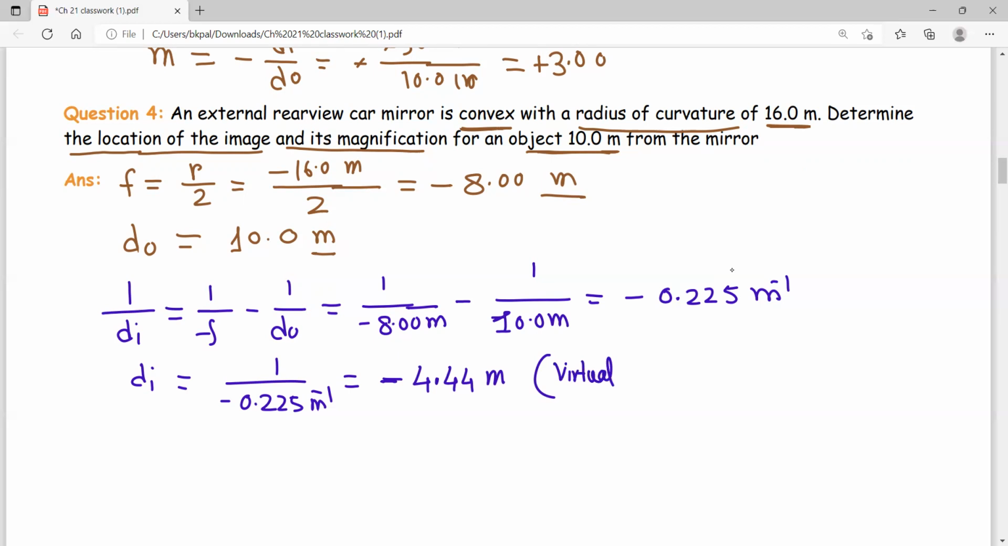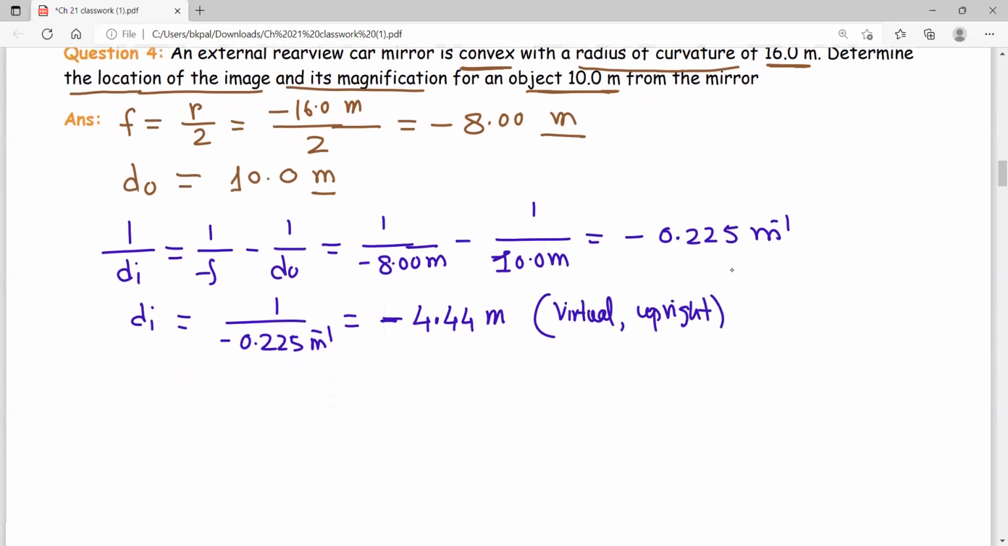And it makes sense, because if you remember from the lecture, the convex mirror makes only virtual images. So virtual image means the image distance is negative. So that makes sense. But for the concave mirror, we can have both virtual and real images, and we saw those in the last two problems. And a virtual image is always upright, so we'll see that the magnification is positive.